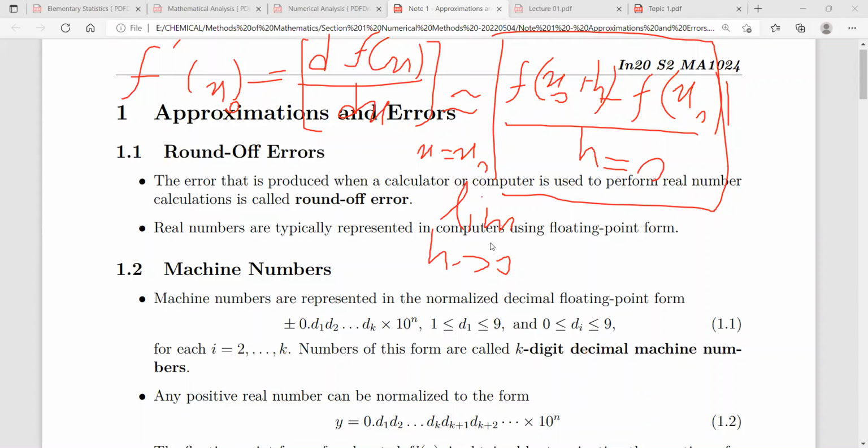These numbers of this form are called k-digit decimal machine numbers: numbers with k digits in the decimal number system. Any positive real number can be normalized to this form. In this form, any decimal number can be written, any positive real number, as 0.digits times 10 to some power.